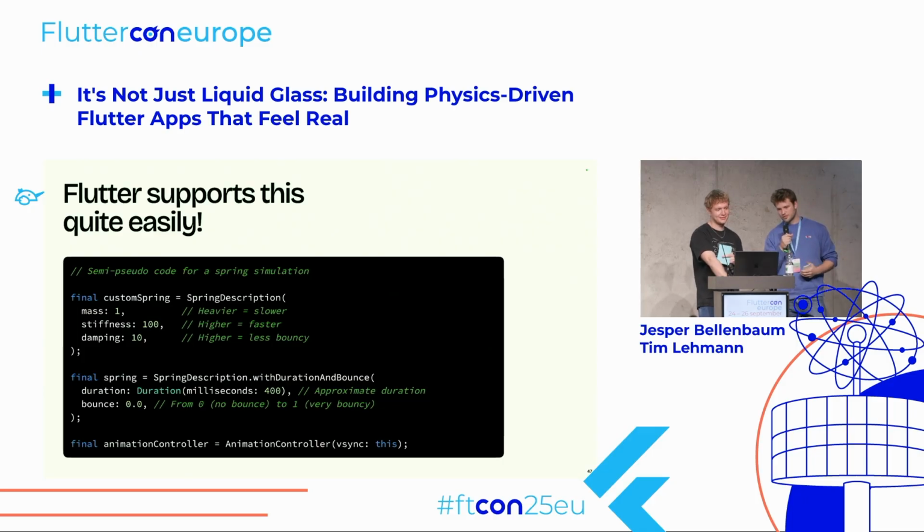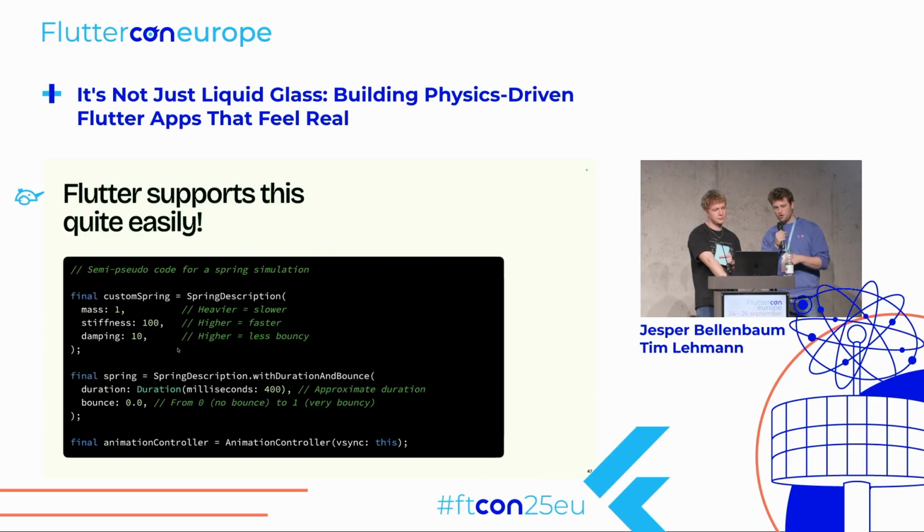So how would we do this in Flutter? So basically, it's pretty basic physics. The normal spring constructor takes a mass, a stiffness, and a damping. More mass makes you slower, more stiffness makes you faster, and damping works kind of like friction. Higher damping means less bounce. And this constructor is a little bit hard to predict. So if I set the values, I don't know what the movement looks like.